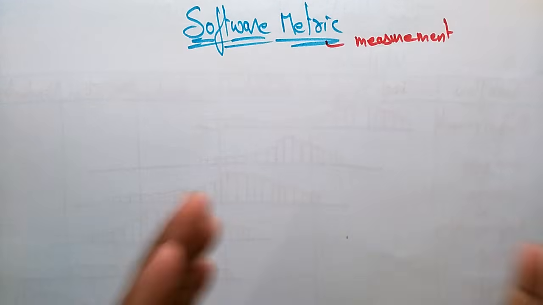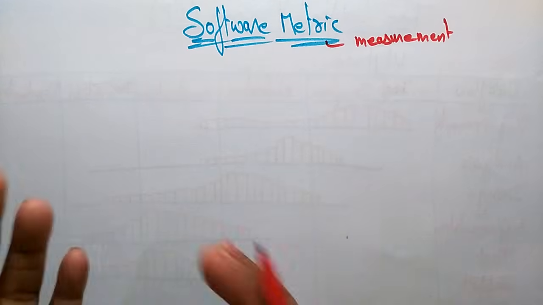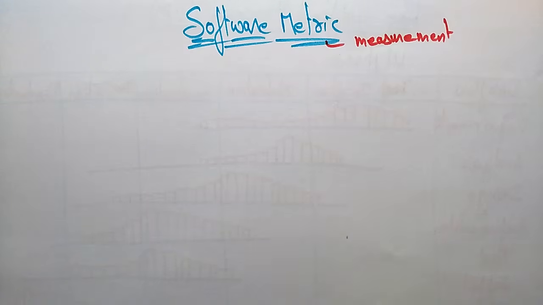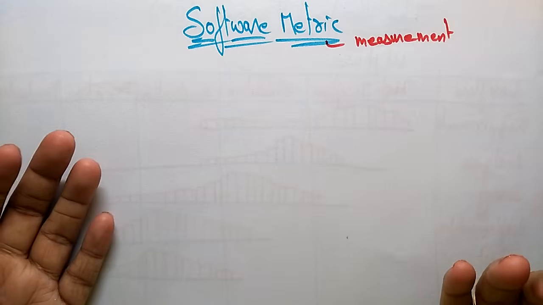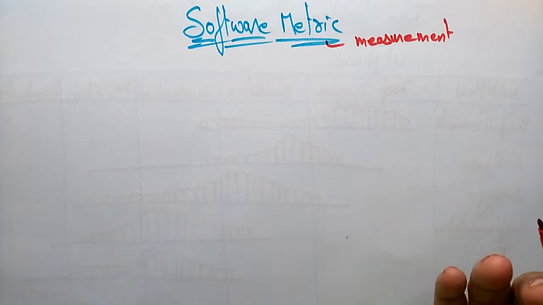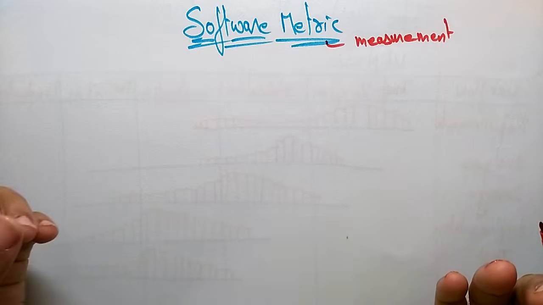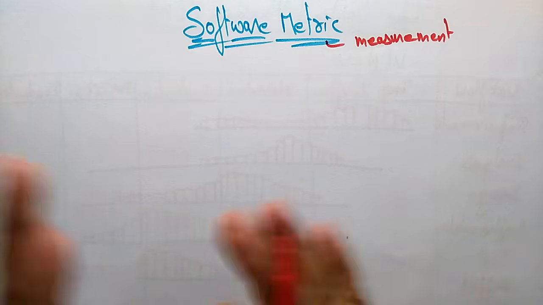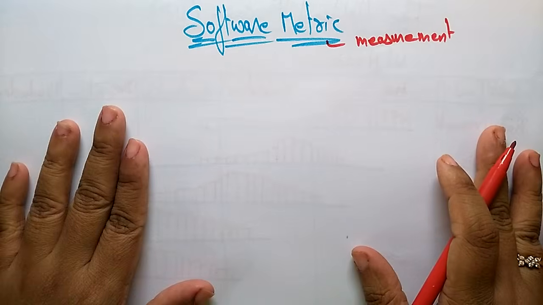A software is nothing but a series of code. It's lines of code. So how are we going to measure the software, and how are we going to give some systematic code to the customers? Now let us see what exactly a software metric is.